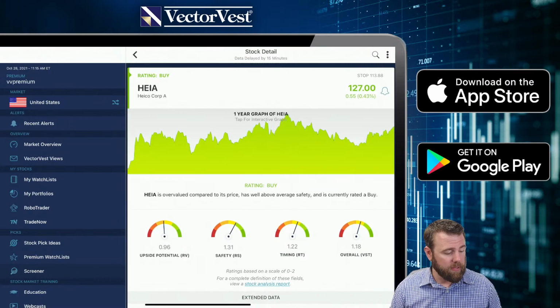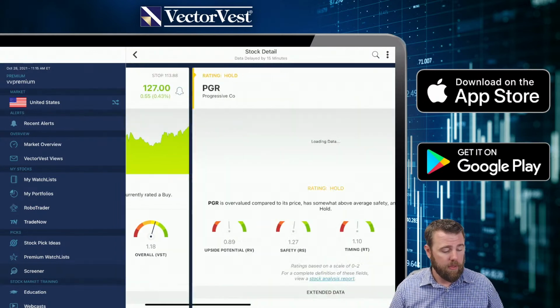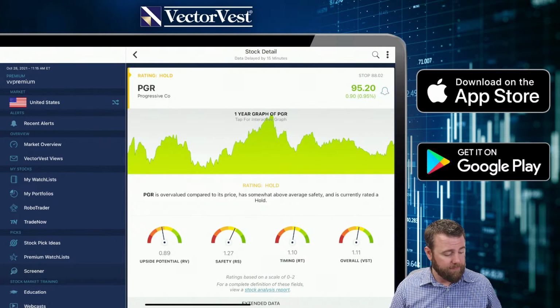All right, let's go take a look at the next one. So this is the same one, just a different classification of the shares. So HEI.A. Let's go to the next, Progressive. Once again, poor long-term potential, but solid fundamentals. Looking at the RT, 1.1, just barely meeting that criteria that I personally set for myself of 1.1 or higher, but still in a slight uptrend on a short-term basis.